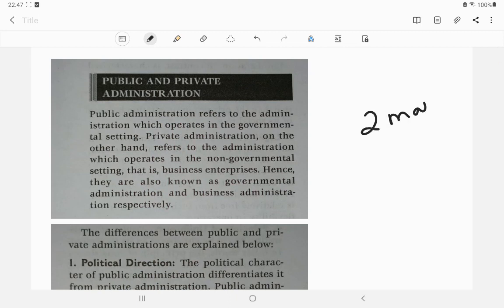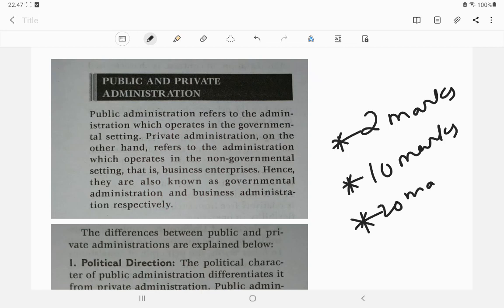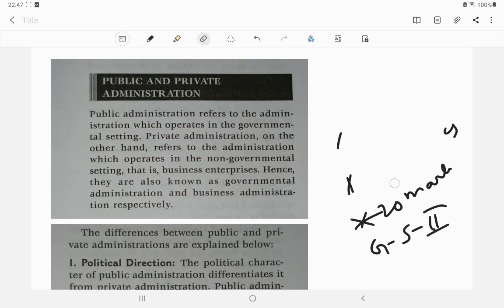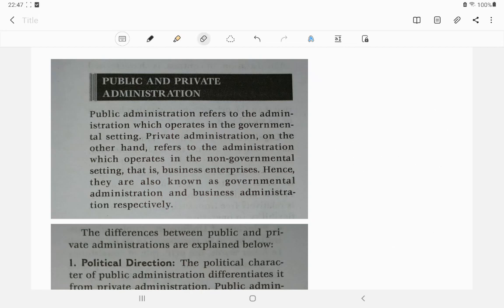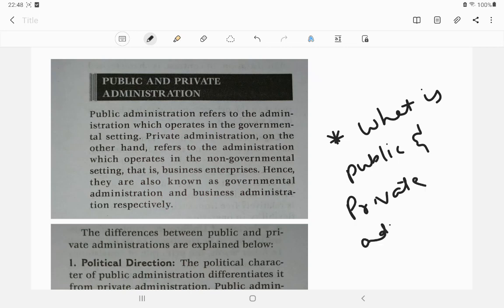2 marks kane ki hudiwo possible question do and possible 10 marks question and possible 20 marks for GS2 answer ready. So first 2 marks kane question the ki hudiwo nishna thakile do. For 2 marks the question may be asked as what is public and private administration.